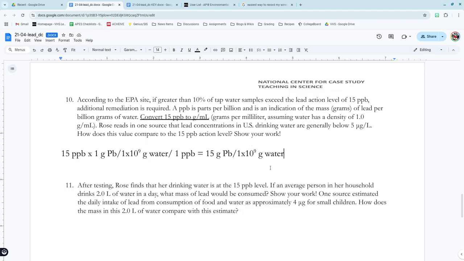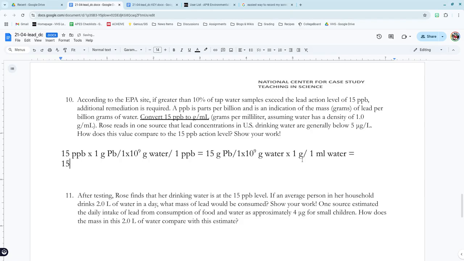So we need to convert the grams of water to milliliters using the density of water, which was also given in this case. So next I'm going to multiply by 1 gram per 1 milliliter of water, and that will give us 15 grams of lead per 1 billion milliliters of water, which is equal to 15 times 10 to the negative 9 grams of lead per milliliter of water.